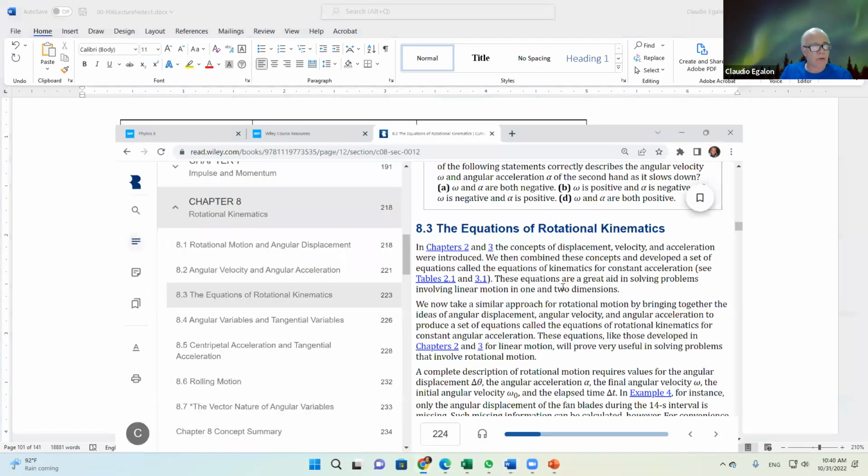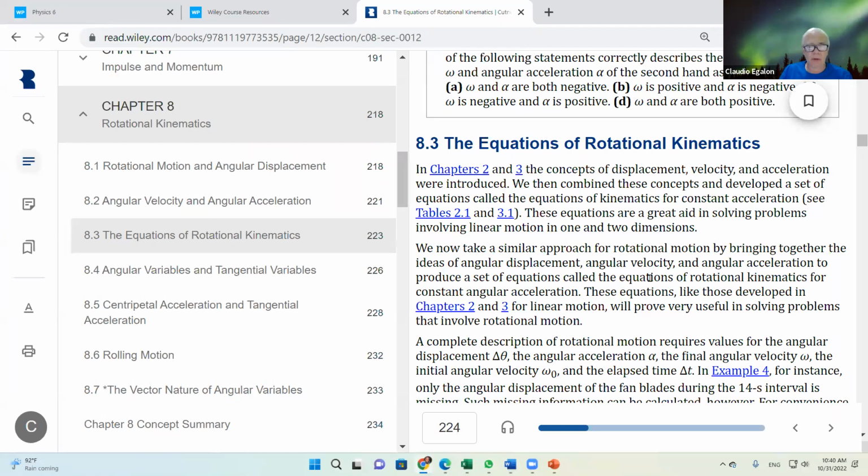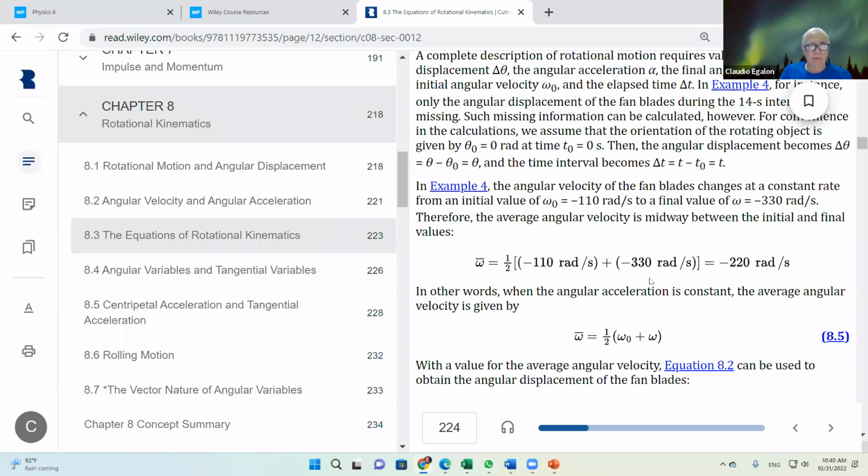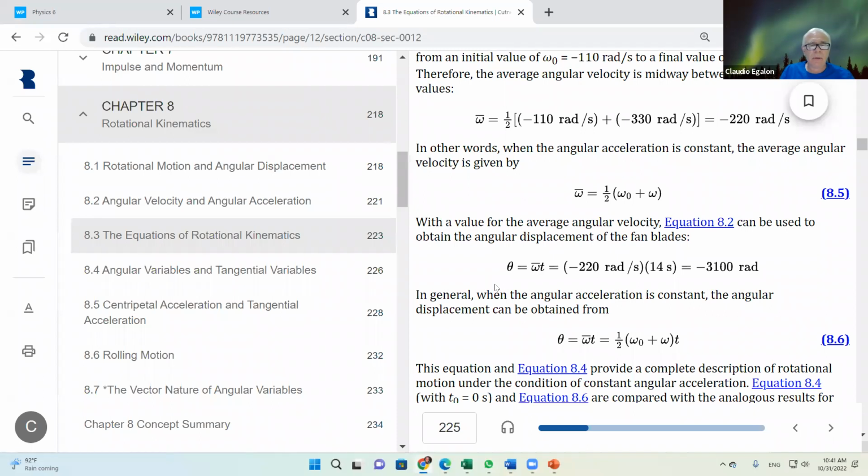And that's what the book's talking about, the equations of rotational kinematics, right? So we can derive that like before. Example four, the angular velocity of the plumb blade changes. Therefore the average angular velocity is midway between the initial one, half of final plus initial. They change the order, that should be at the beginning and this other one at the end. Okay, he put omega naught here. Good, all right.